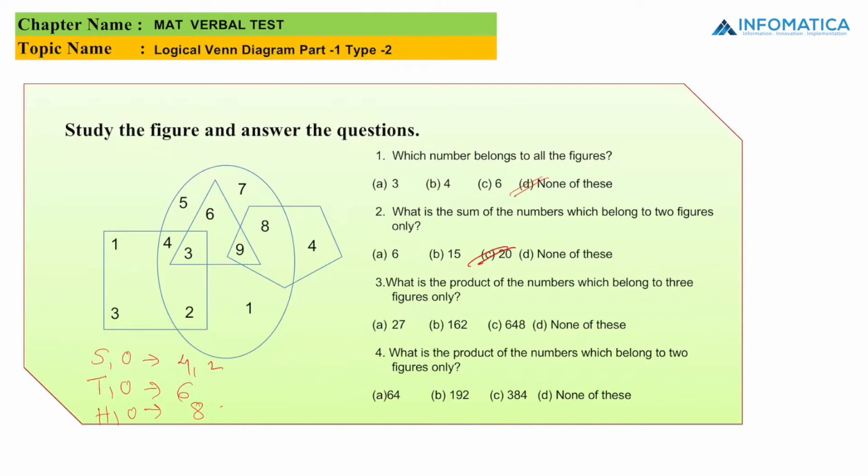The third MCQ says, what is the product of the numbers which belongs to three figures only? So we have to find out the numbers which is belonging to three only figures. So let us find it out. So now students, if we look at the square, triangle and the oval, I am having one number which is common, which is 3.